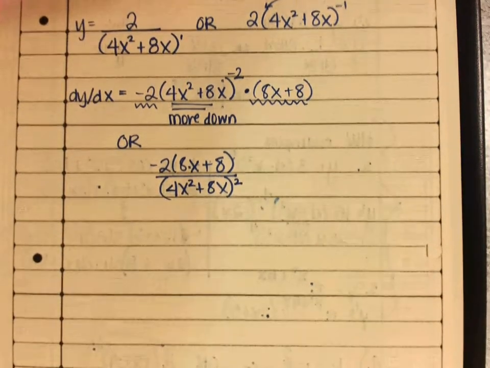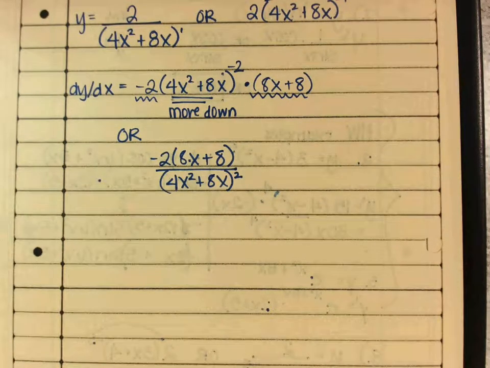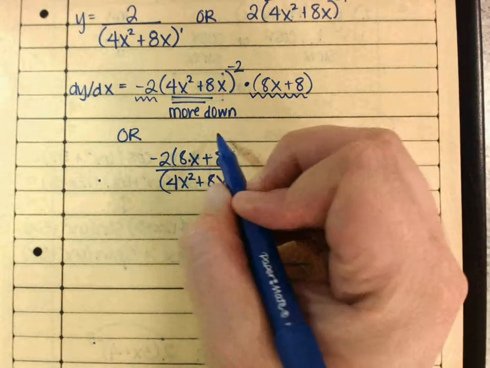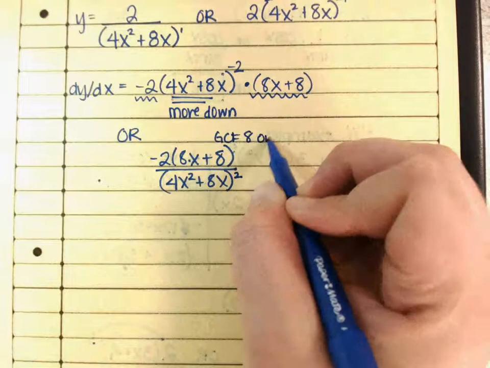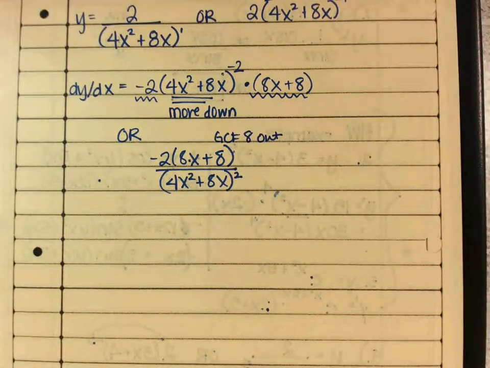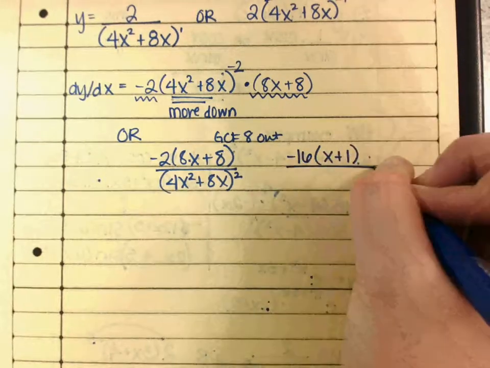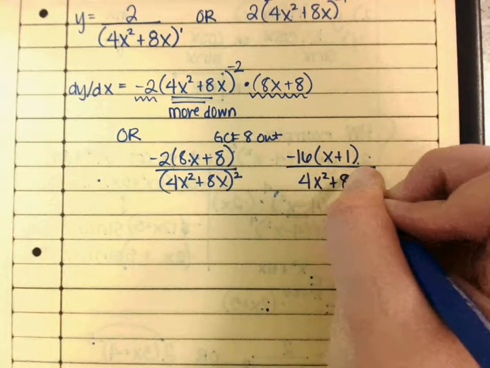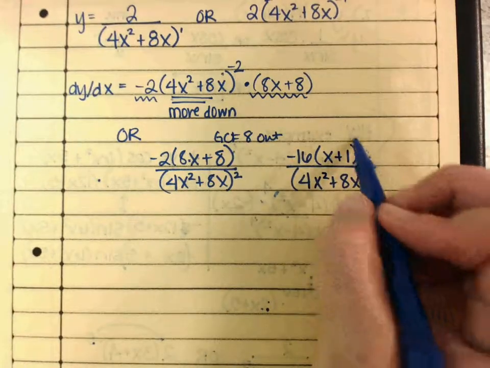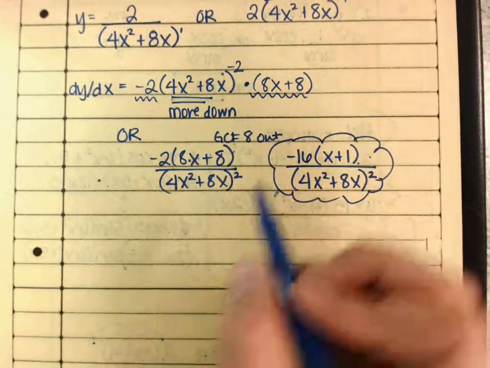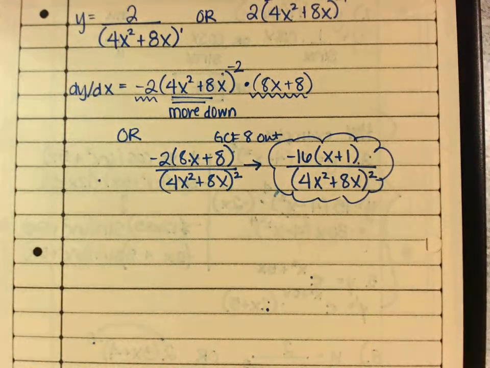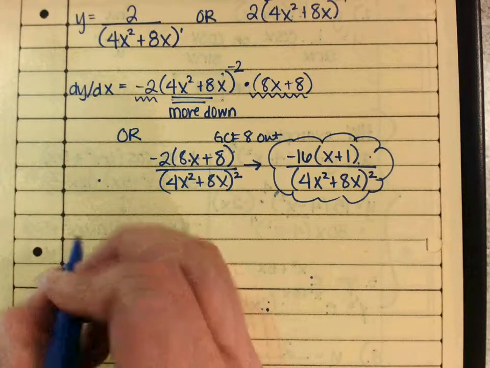Now, is there one more thing that they could take out on the top? They could take out an 8, right? Okay, they could GCF an 8 out. So instead of a -2 in front, if they did that, it'd be a -16 and then an x plus 1. Okay, but remember that both of those are fine. Doesn't matter which one you do. Okay? Alright, next one's going to have a square root in it.